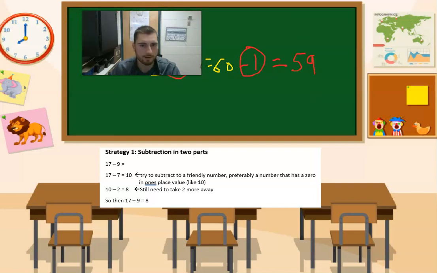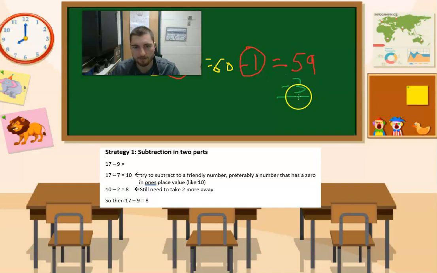Now we're ready to subtract the tens. So how many tens do we need to subtract? We have to subtract 3 tens. But we're not subtracting it from 6. We have this number left over. So 3 tens subtract 5 tens. So what's 5 subtract 3?